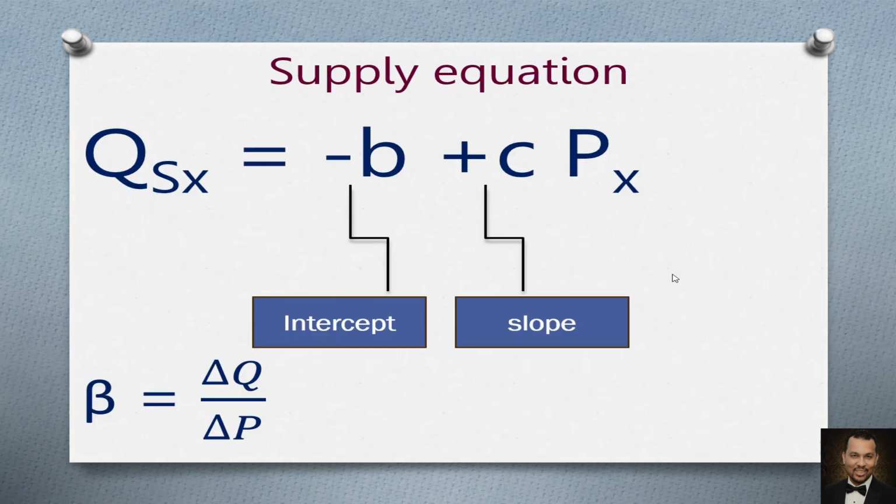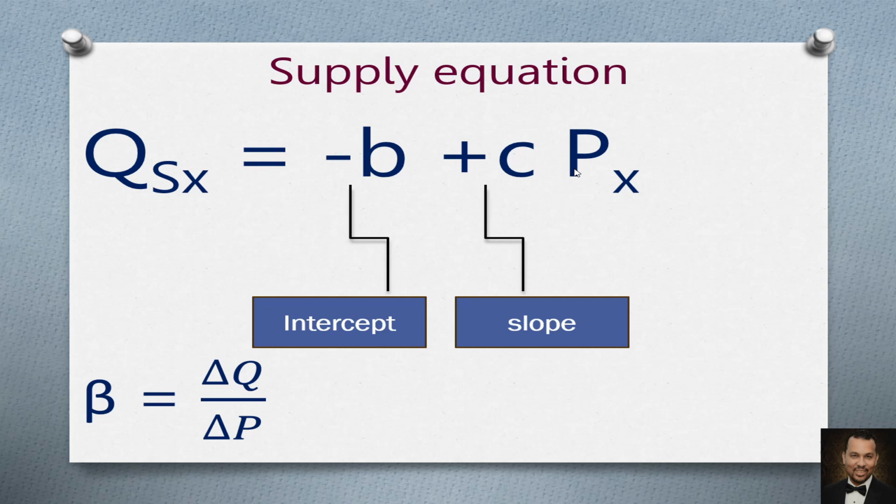The last, now we need to translate all the theoretical explanation about supply into the following equation. Quantity supplied of X equals intercept plus slope times the price of X. Quantity supplied of X is the dependent variable. Price of X is the independent variable. What about the intercept? The intercept explains all the other factors that affect the quantity supplied of X except the price of X. Why? Because the price of X is included directly in this equation.